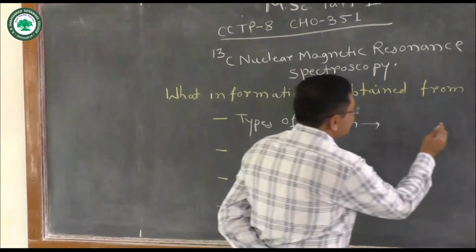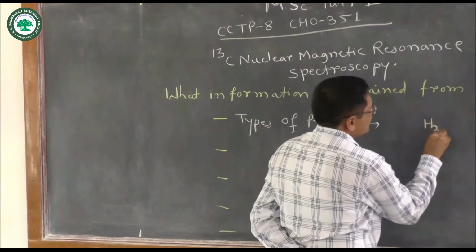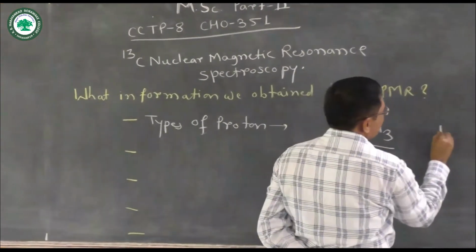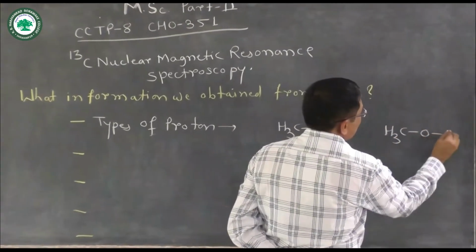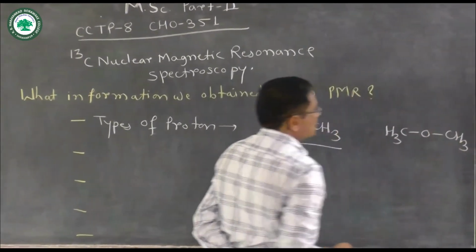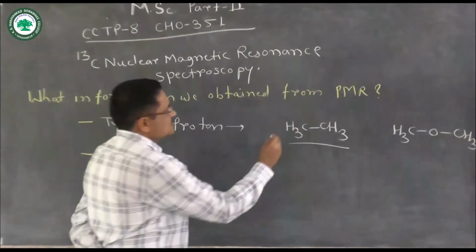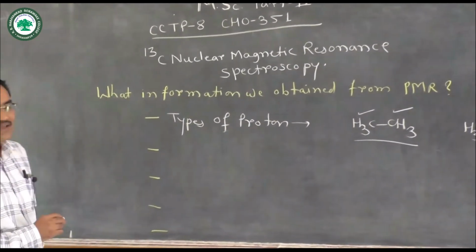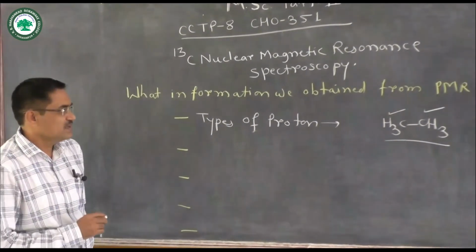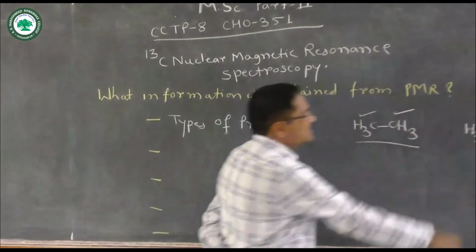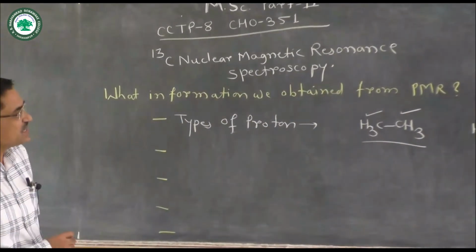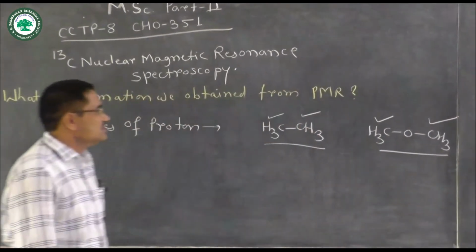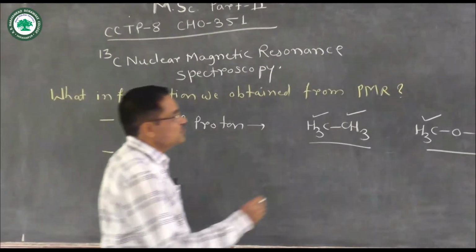Suppose we take one example here: ethane and another, dimethyl ether. In this case, this CH3 and this CH3 are chemically equivalent and have the same chemical environment. Similarly, in diethyl ether, the CH3 and CH3 both have the same chemical environment, and hence here we consider the types of proton to be only one.